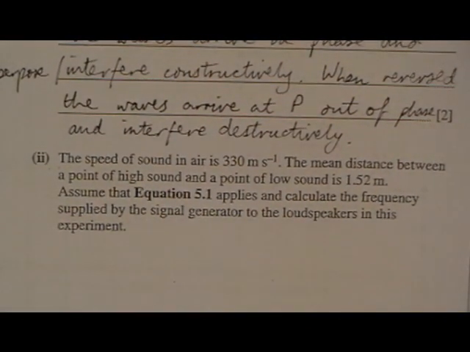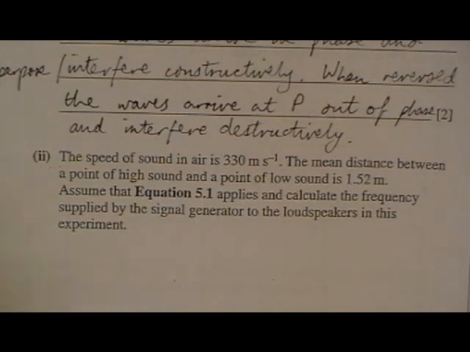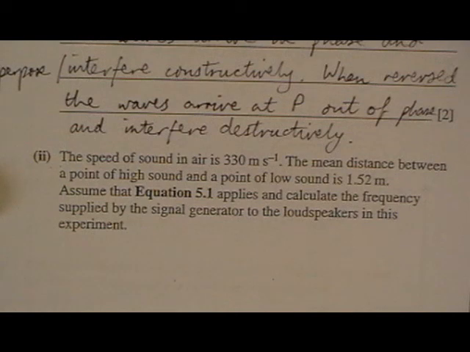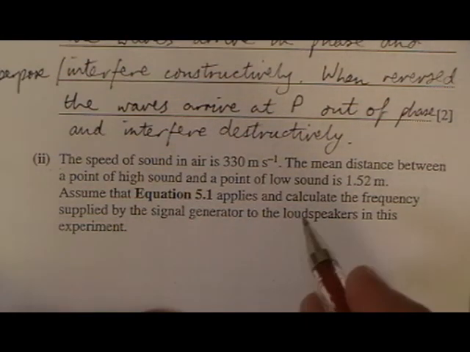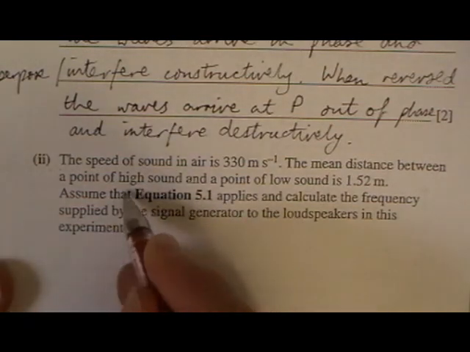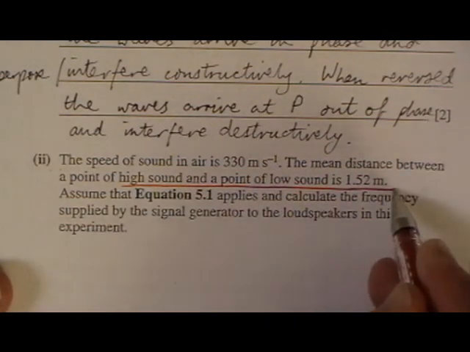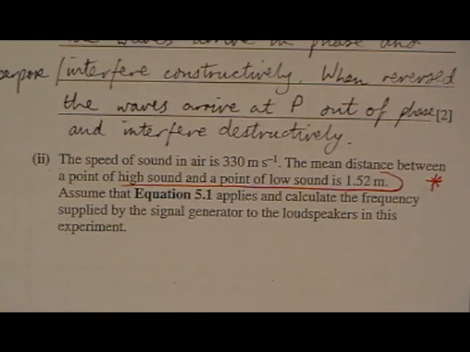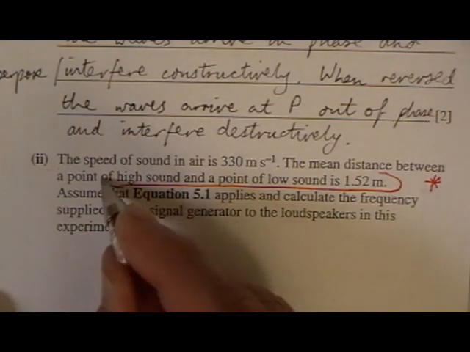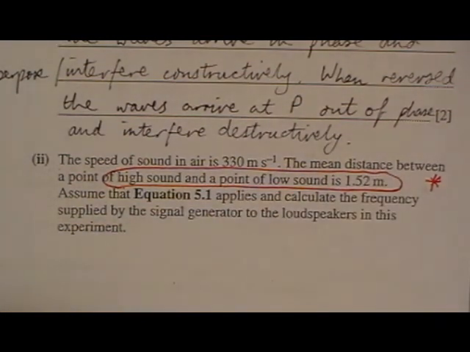Speed of sound is 330 meters per second in air. The mean distance between a point of high sound and a point of low sound is 1.52 meters. Assume that equation 5.1 applies and calculate the frequency supplied by the signal generator. First thing I would point out here is that the distance between a point of high sound and a point of low sound is 1.52. This particular phrase indicates not the distance y, but half that distance.